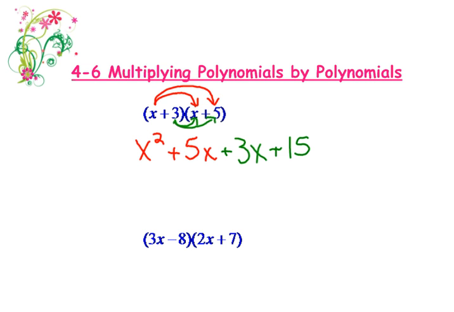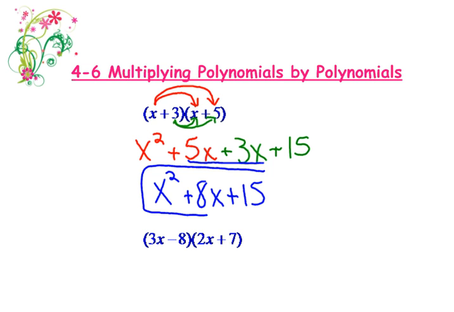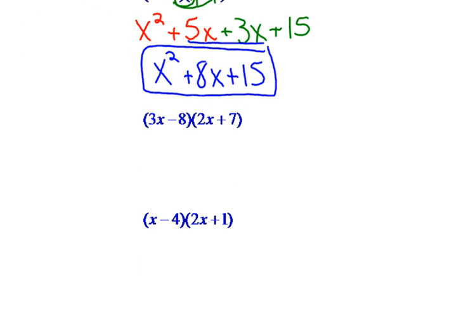Once you have that, you want to go ahead and combine your like terms. X squared, there's nothing to combine with. 5x and 3x gives us 8x and plus 15. And we leave it like that. No equal sign. No need to solve for x.